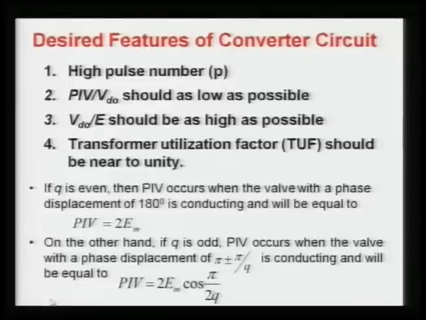The first requirement I already discussed in the previous lecture: we should go for a high pulse number to reduce the number of harmonics, so that we can reduce the requirement of the filter circuit. But it cannot be very high due to the limitations of converter cost and so on. So, we can normally go for 6 pulse and 12 pulse converter configurations.